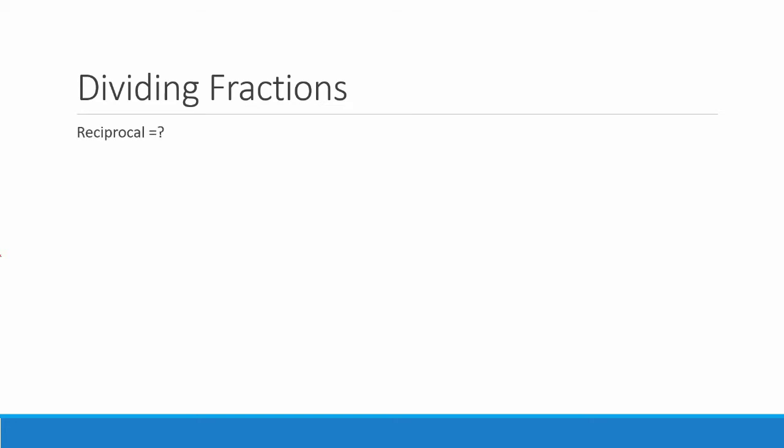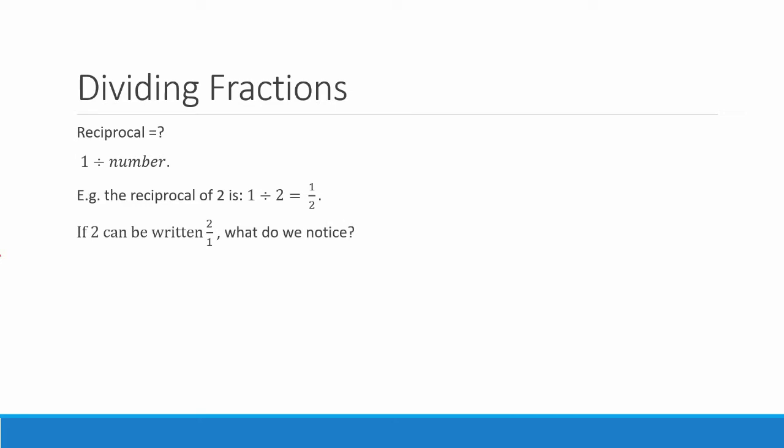What we need to know is this word reciprocal. What does reciprocal mean? The reciprocal of a number is 1 divided by that number. So for example, here, the reciprocal of 2 is 1 divided by 2, which is 1/2. Now, if 2 can be written as 2 over 1, and its reciprocal 1/2 is 1 over 2, what do we notice? The reciprocal is in fact the fraction flipped upside down.